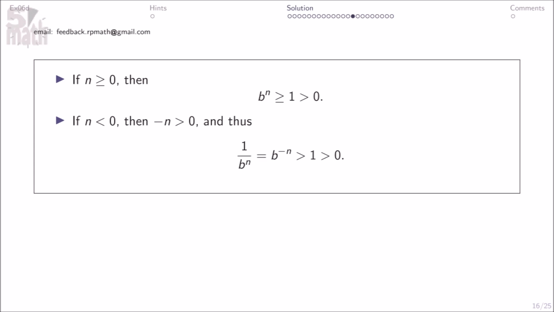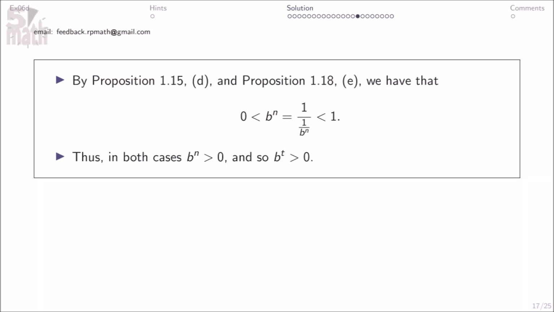If n ≥ 0, then b^n ≥ 1 > 0. If n < 0, then −n > 0, and thus 1/b^n = b^(−n) > 1 > 0. By Proposition 115d and Proposition 118e, we have that 0 < b^n = 1/b^(−n) < 1. Thus, in both cases, b^n > 0, and so b^t > 0.